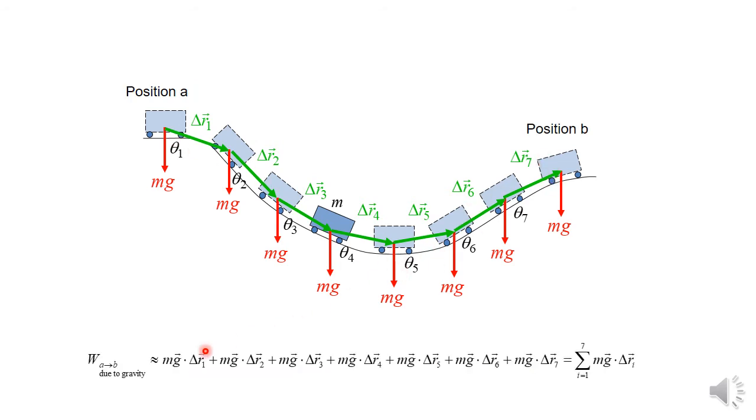So roughly, just for these particular 7 elements, of course we said we're not going to have 7 elements, they have to go to infinity, but for these 7 elements, the work could be defined to be the force dotted into delta R1 plus the force dotted into delta R2 and so on, which you can write in summation notation like this.